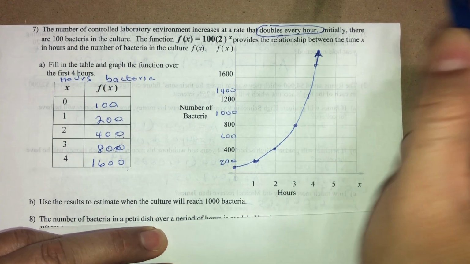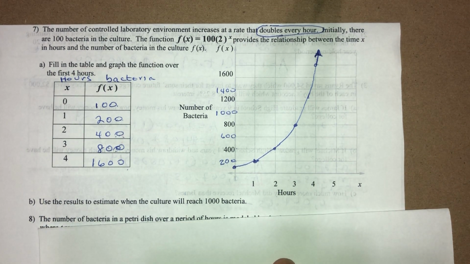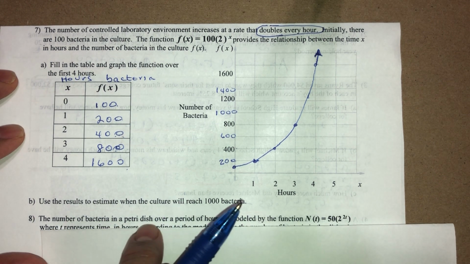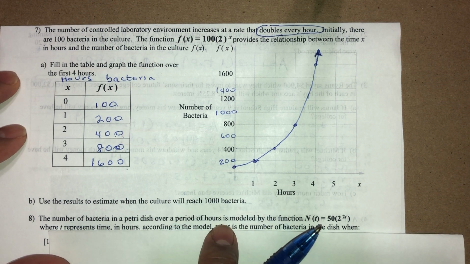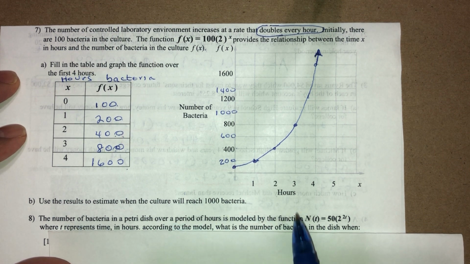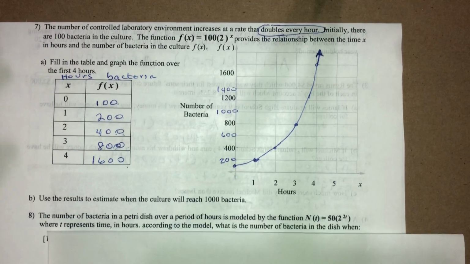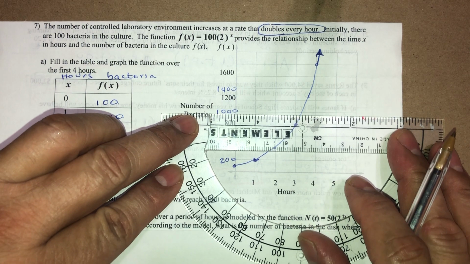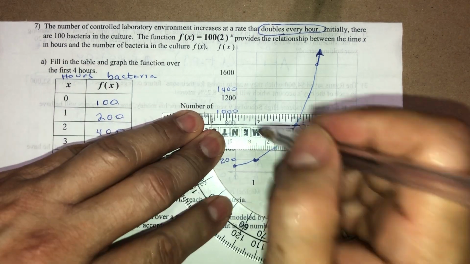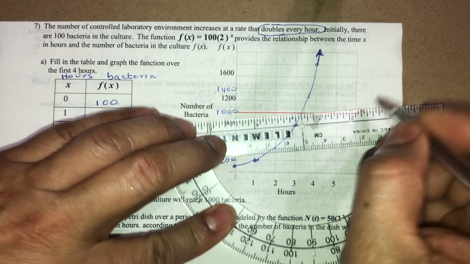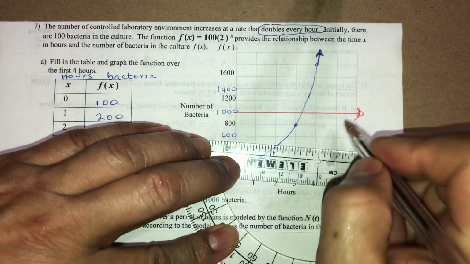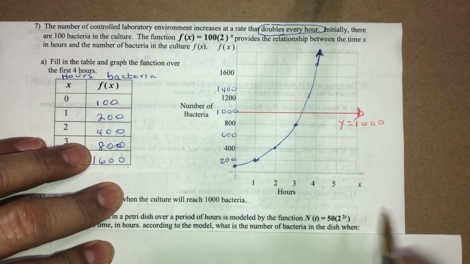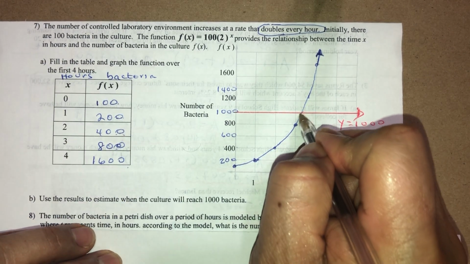And that's our graph. Now, they ask you to use the results to estimate when the culture will reach 1,000 bacteria. If you go to the equation right here, you can see that 1,000 is right here. So that will be the equation of y equals 1,000. That's a linear equation because now we're looking for this point right here.